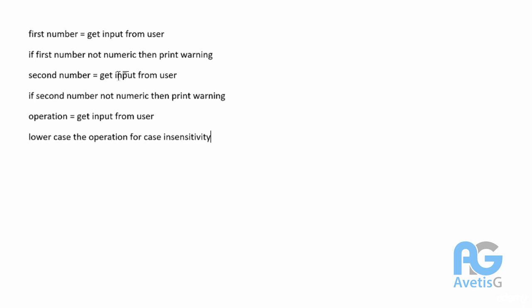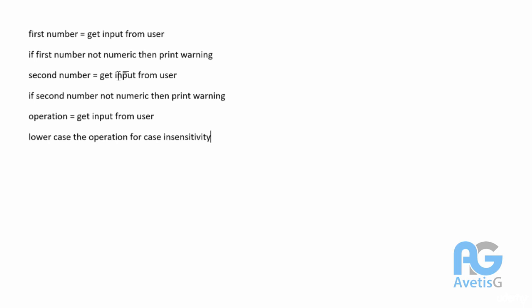Then at the end I say operation equals get input from user. So once again we're getting it from the user. And then remember the case insensitivity thing that we agreed with the client or our employer in the acceptance criteria. So that's what we're doing here. We're saying lowercase the operation for case insensitivity.